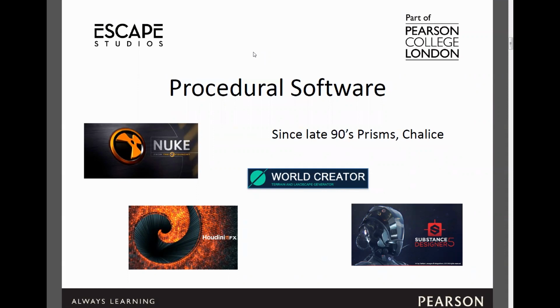Procedural software has been around for a while. Side Effects' Houdini has been the longest one, over 30 years in production, but there are other procedural softwares on the market, such as Nuke and World Creator and Substance Designer, amongst others.